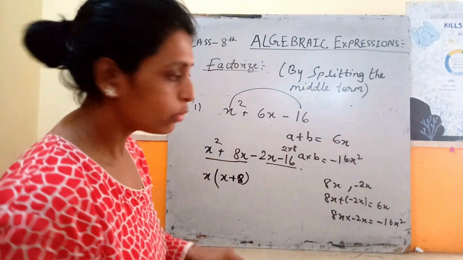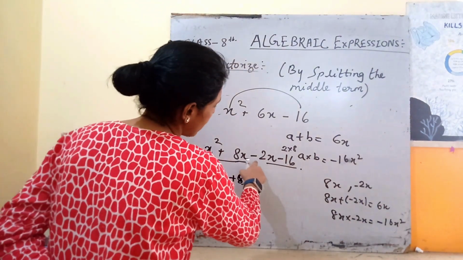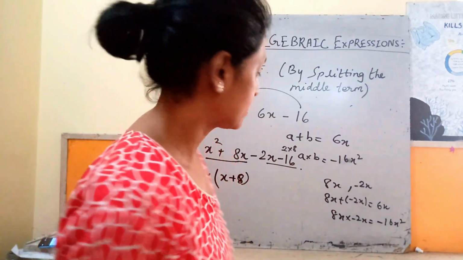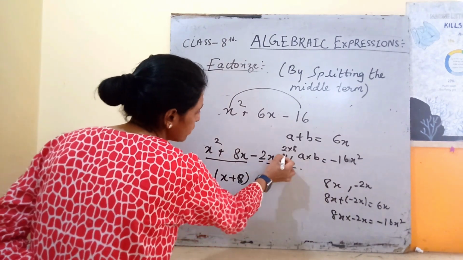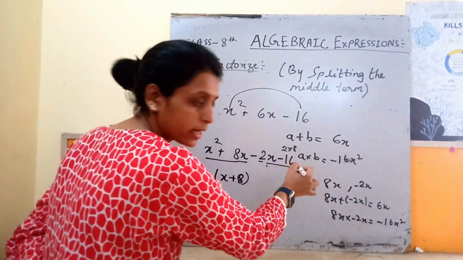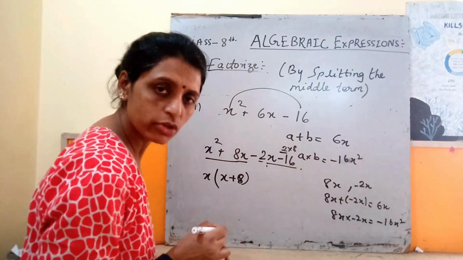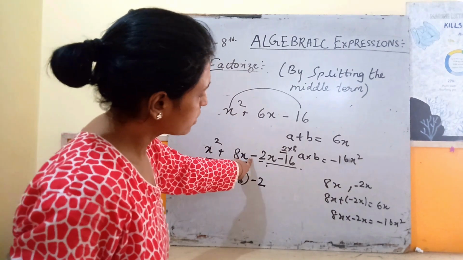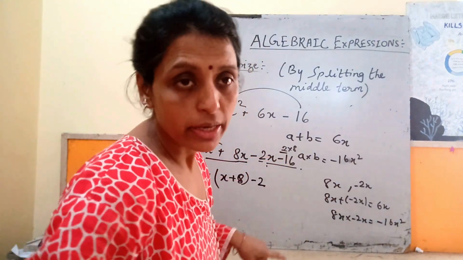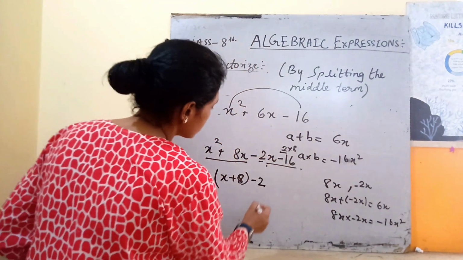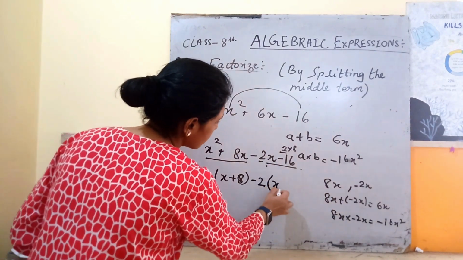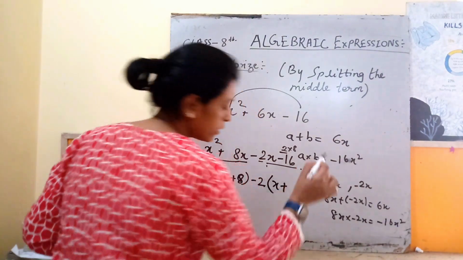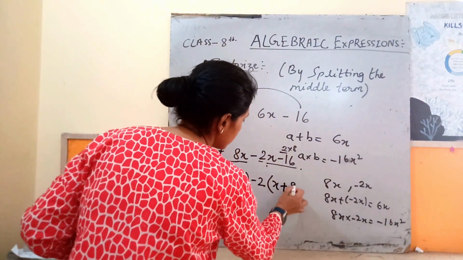Now moving to the next pair, we have got minus 2x and minus 16. Minus 16 can be written as 2 into 8. Now you can see that 2 is present in the first term of the second pair, and in the second term also we have 2. So we can take minus 2 as common. Why? Because both are negative, so we can take the minus sign also as common. So minus 2, and we are left with x, and because the minus sign has been taken as common, we are left with plus 8.